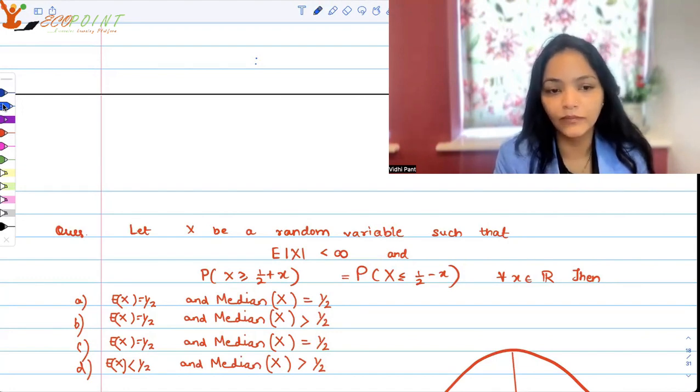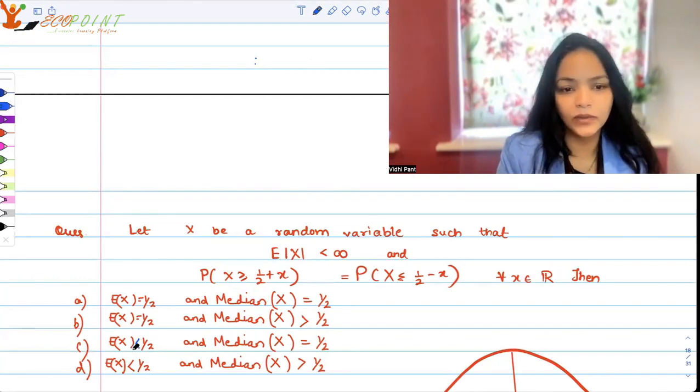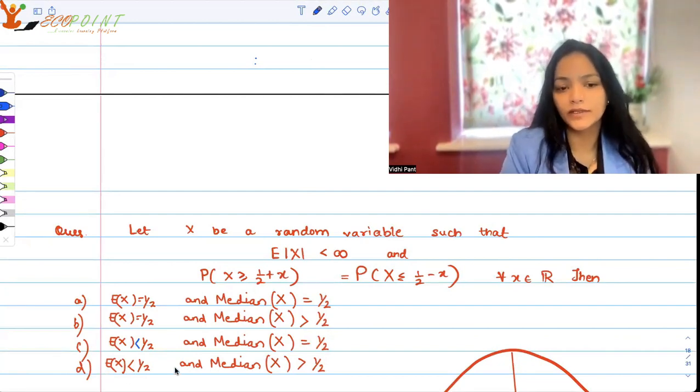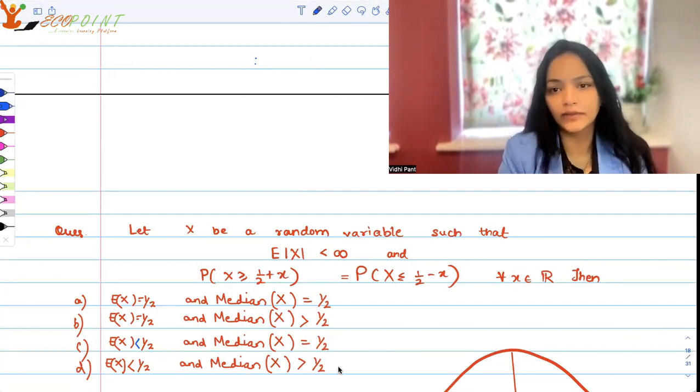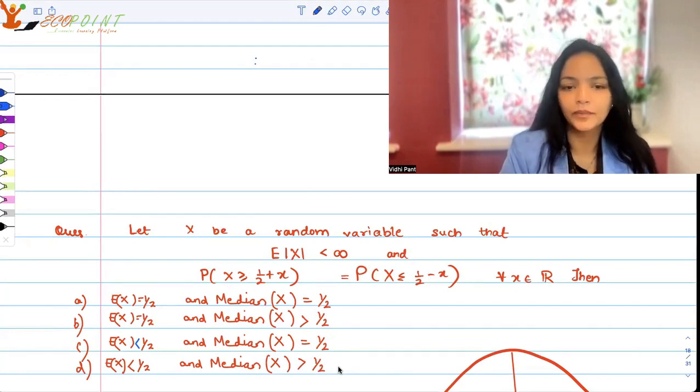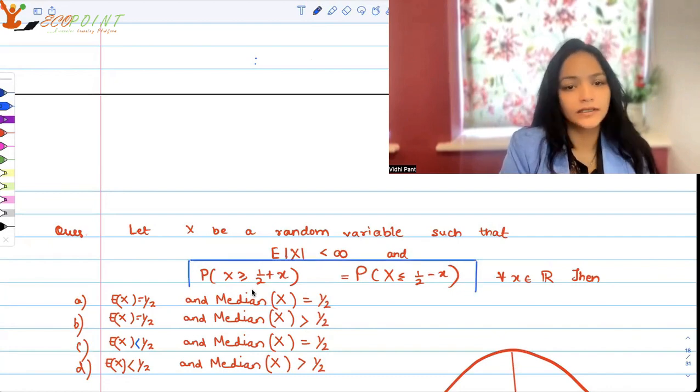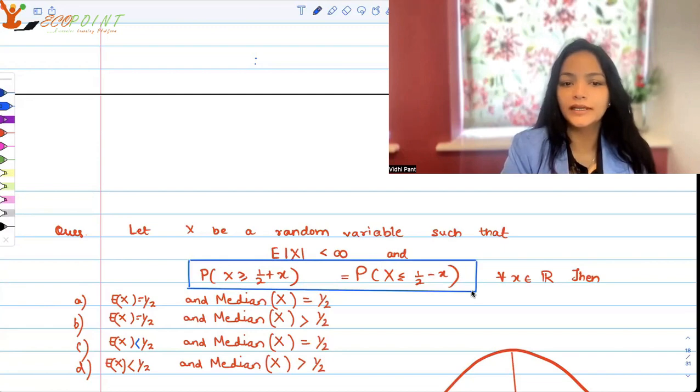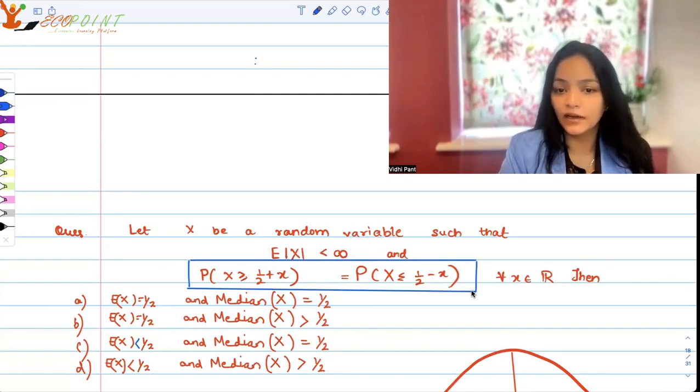Then expected value of x is half and median is also half. Or expected value of x is less than half and median is half. Or expected value is less than half and median is greater than half. These are the 4 options. So the first thing is that mean is finite, that is given to you. And apart from that, a very important information that probability x is more than half plus x is equal to probability of x being less than half minus x.